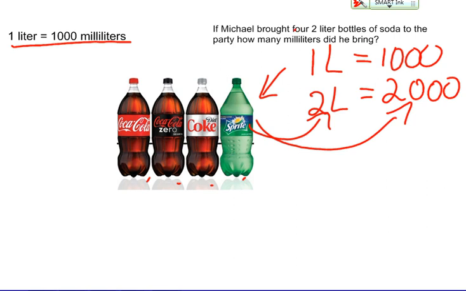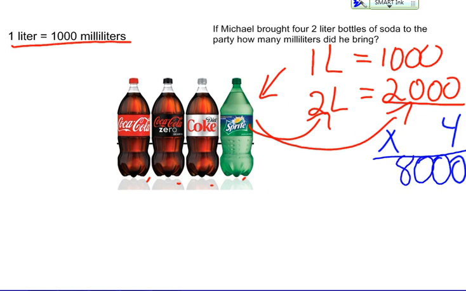However, we see that in the problem, now that I've crossed it out, it says he didn't bring 1. He brought 4. And so we're going to take this 2,000, which is where we get 1 2-liter bottle, and now we're going to multiply it by the 4 bottles that were brought. And so 4 times 0 is 0, 4 times 0 is 0, 4 times 0 is 0, 4 times 2 is 8. And of course, we need a label of milliliters. So in the end, we would say that he brought 8,000 milliliters of soda.